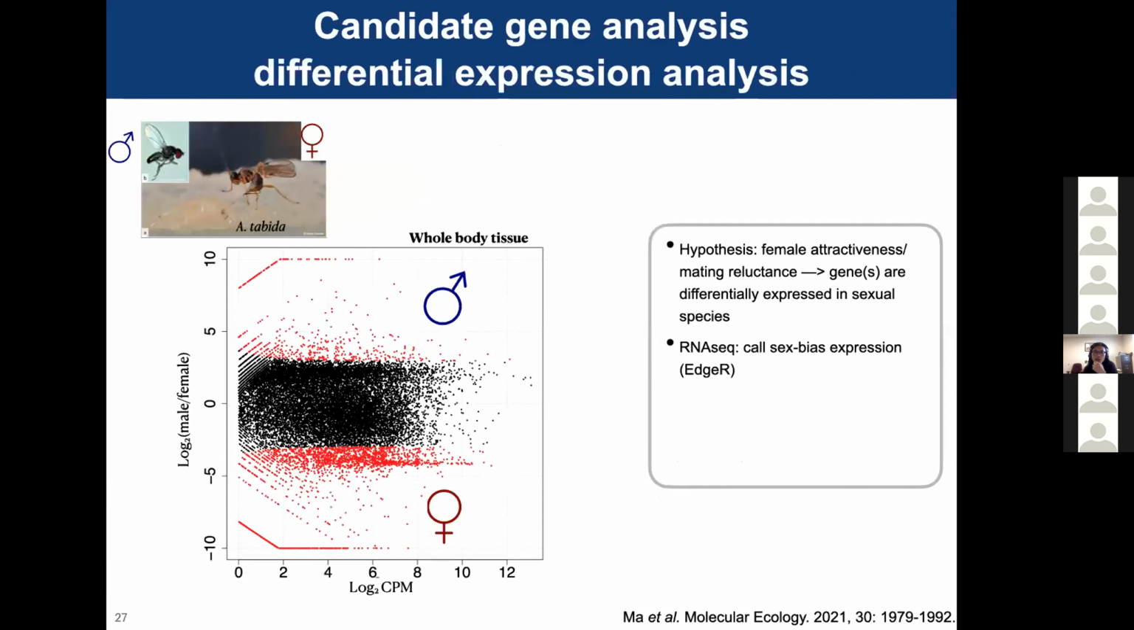Then we hypothesized that, because this trait, the female functional virginity trait, is related to female attractiveness and mating reluctance, it might be underlain by differential gene expression in the sexual species. So we conducted a sex-biased differential gene expression analysis in their sexual sister species as a proxy. Because we're using whole body tissue, we're using very stringent criteria to call sex bias, and of course FDR corrected.